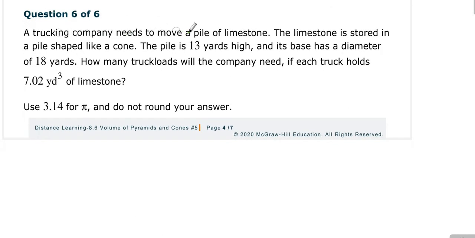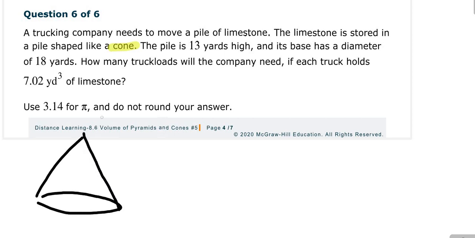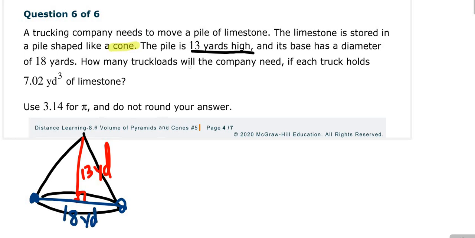A trucking company needs to move a pile of limestone. The limestone is stored in the shape of a cone. The pile is 13 yards high. And the base has a diameter of 18 yards. How many truckloads will the company need if each truck holds 7.02 yards cubed? We're going to use 3.14 for pi.